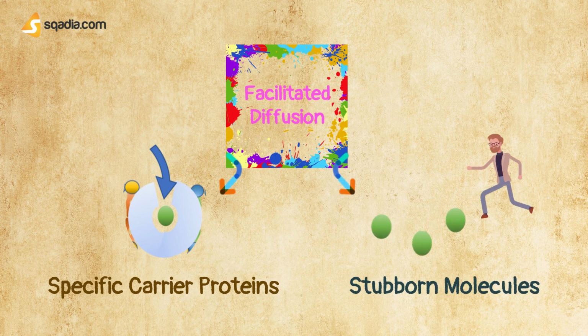Now, we have a stubborn molecule as an angry uncle who does not want to go to the other section. The security will be carrier proteins that will request the molecule to move from one place to another. So what is the difference between facilitated and non-facilitated diffusion? We can draw a graphical representation here.